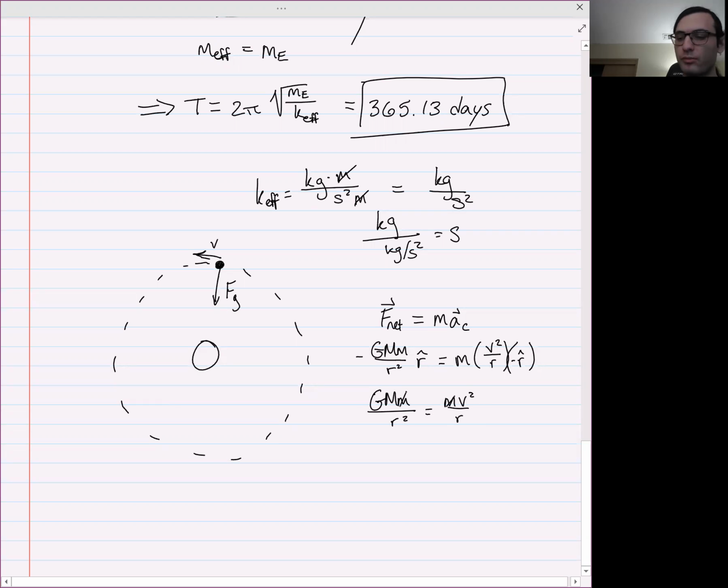So the m's cancel, you can get rid of one of these, and so you're left with v equal to the square root of GM over the distance. That is the orbital velocity at some distance away from the thing you're orbiting.